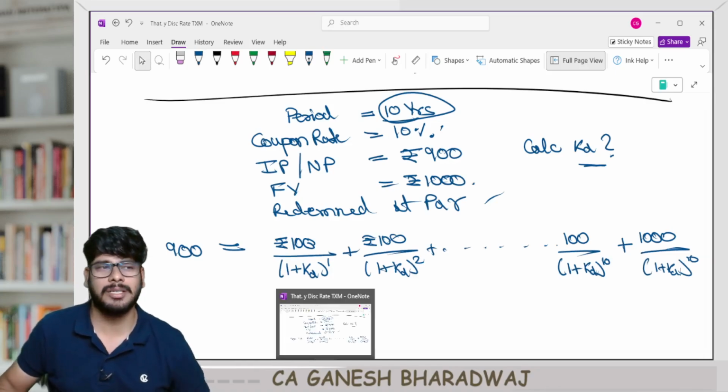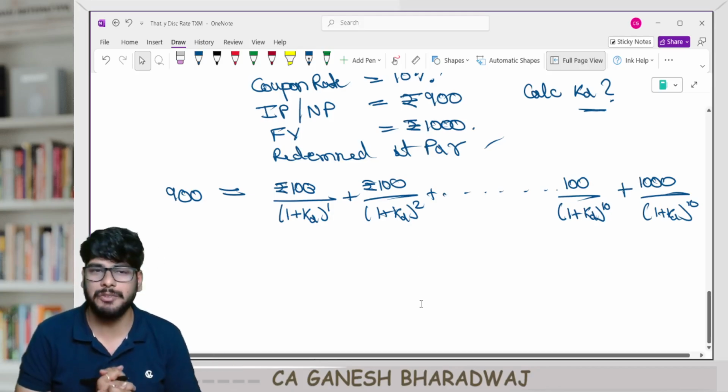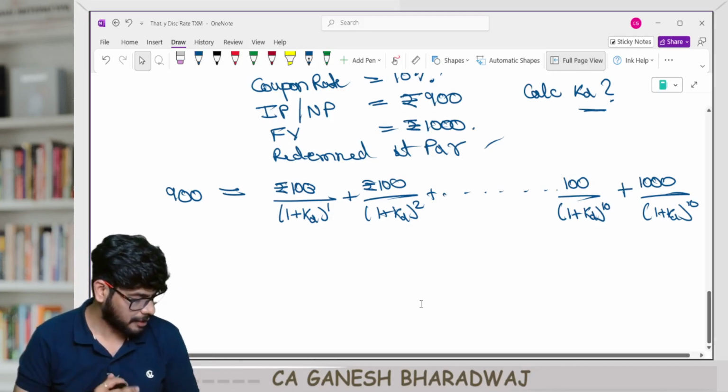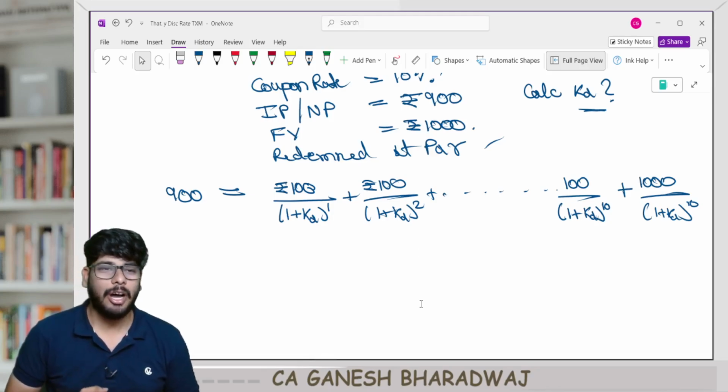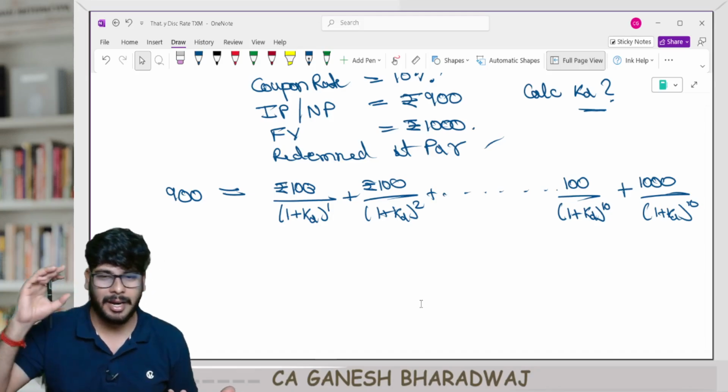Are you able to understand? This is how my cash flow equation will look like. Guys, correct? Now, how do you compute the KD? Is there a formula to compute this? Do you have a formula to compute IRR? You don't have a formula to compute IRR. So what do you do? Trial and error.